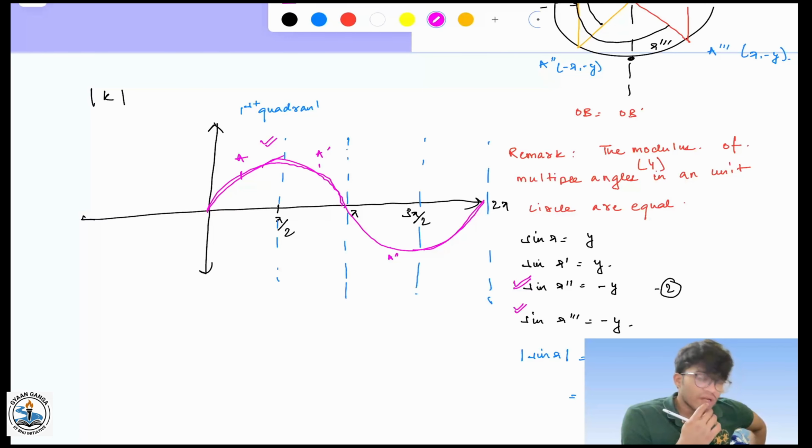So I'll stop it here, and in the next video we will try to establish cos as a function, tan as a function, and see how their graphs are.